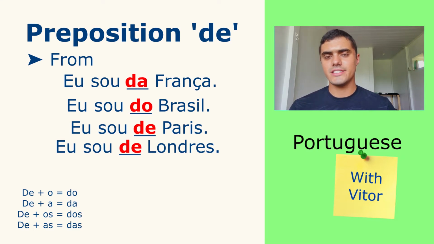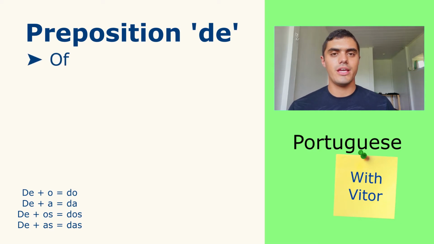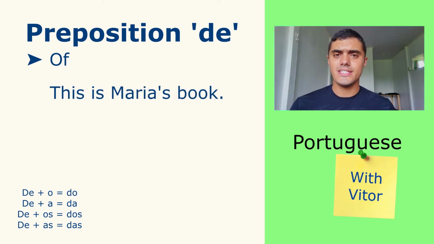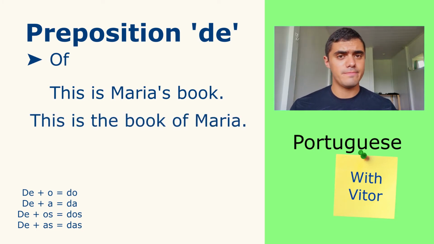In the other cases, you're going to see the meaning of. It means possession. And I want you to deconstruct a thing that you have in English. You have, this is Maria's book. So we have the S with the apostrophe. In this case, let's build it in a different way for you to understand how it works in Portuguese about possession with the preposition of, de. Let's try to place, this is the book of Maria.